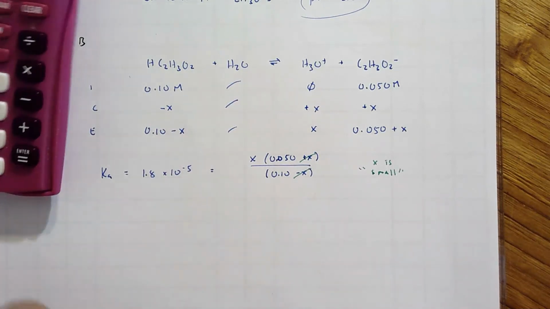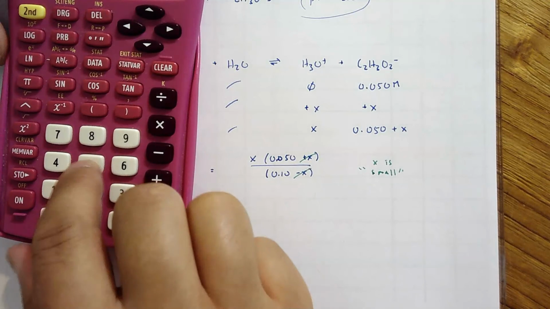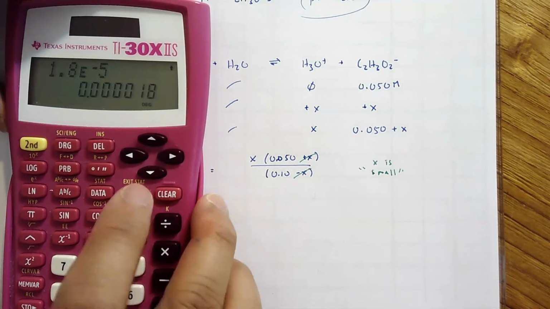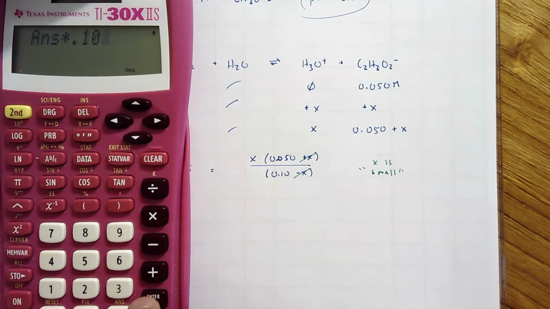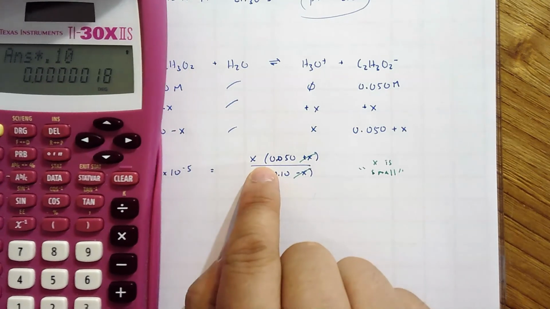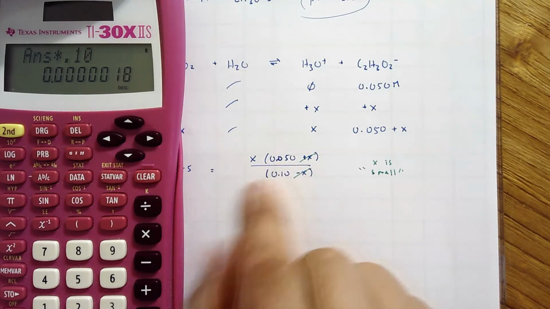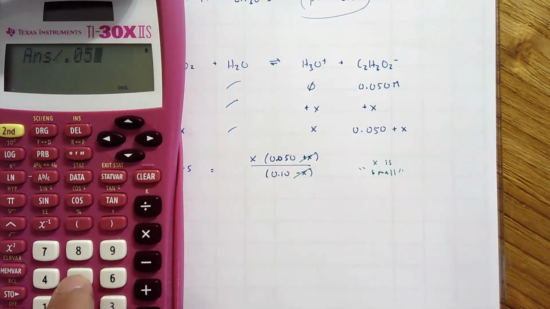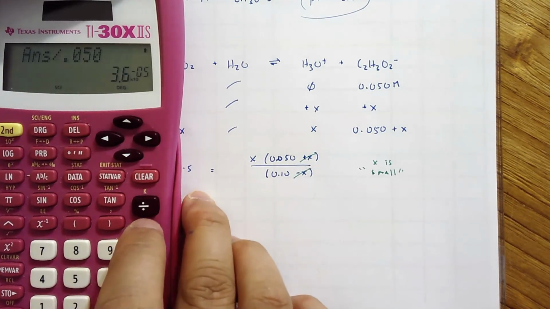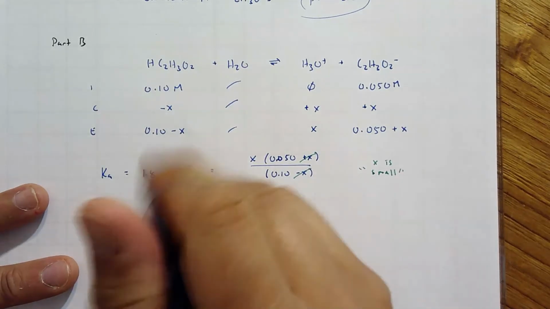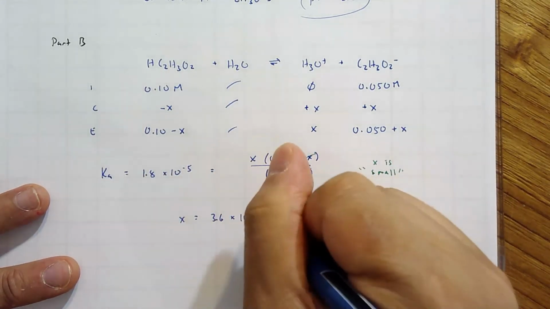What that does, it simplifies. 1.8 times 10 to the negative 5. And we're cross multiplying, so times 0.10. But now up here we have 0.050x. So do you see how we have to divide both sides by 0.050, and we get a new x. The new x is 3.6 times 10 to the minus 5. X equals 3.6 times 10 to the minus 5 molar.